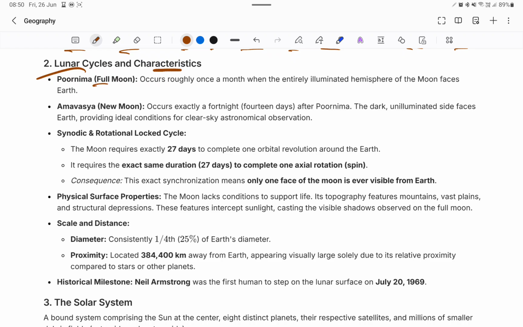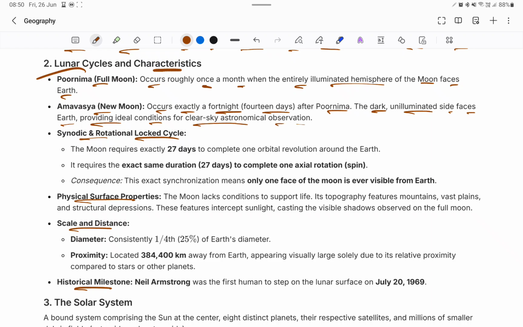Next, we have the lunar cycle and its characteristics, in which we have to cover Purnima, Amavasya, synodic and rotational lock cycle, physical surface properties, scale and distance, and historical milestone. First, Purnima. What is Purnima? Actually, full moon. It occurs roughly once a month when the entirely illuminated hemisphere of the moon faces Earth. Amavasya occurs exactly a fortnight, 14 days, after Purnima. The dark, unilluminated side faces Earth, providing ideal conditions for clear-sky astronomical observation.